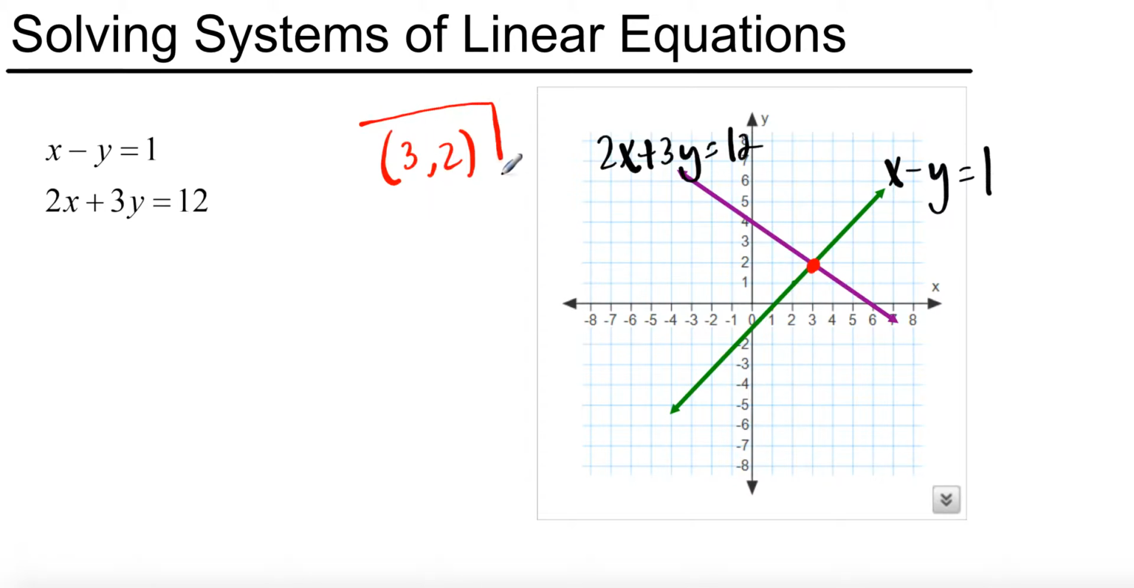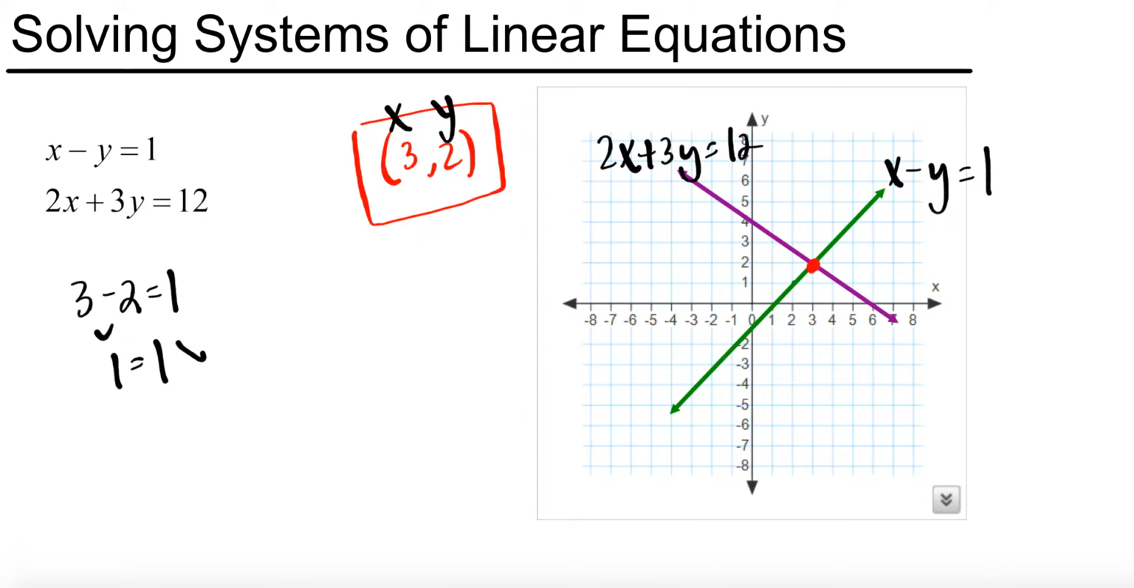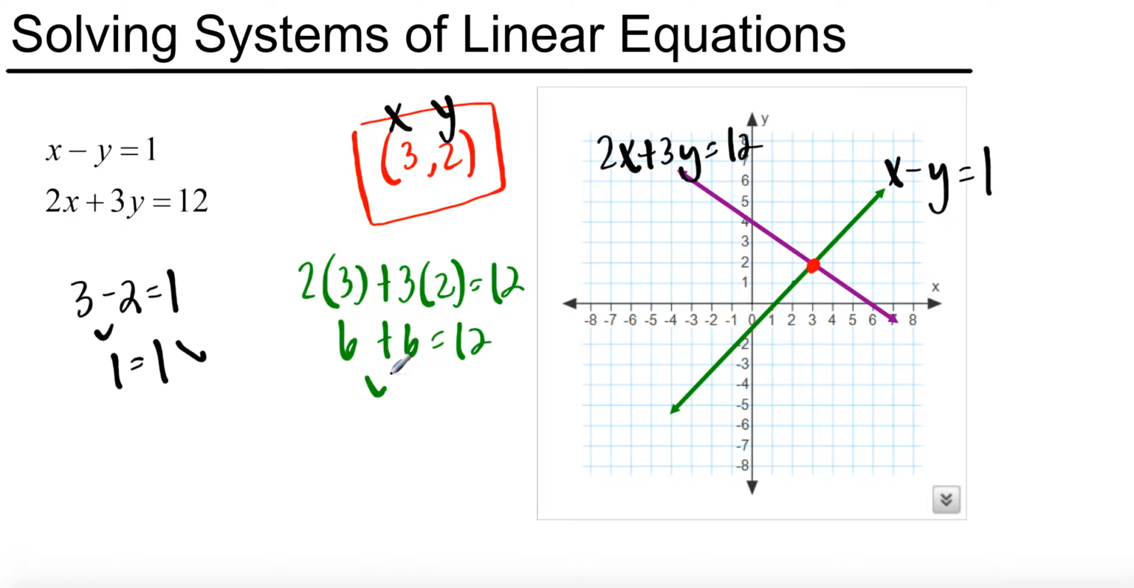Most of our solutions will be ordered pairs, okay? And this is pretty easy to check if you plug it into the original. 3 is your x coordinate, 2 is your y coordinate, so that gives me 3 minus 2 is equal to 1. 3 minus 2 is 1, so that balances. We're good to go there. And plug it into the second, we've got 2 times 3 plus 3 times 2 is equal to 12. That gives me 6 plus 6 is equal to 12, and 6 plus 6 is 12, so that balances as well. So it's pretty easy to see if you get them right or wrong.